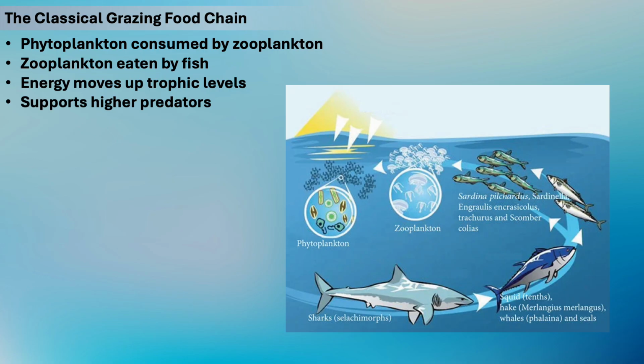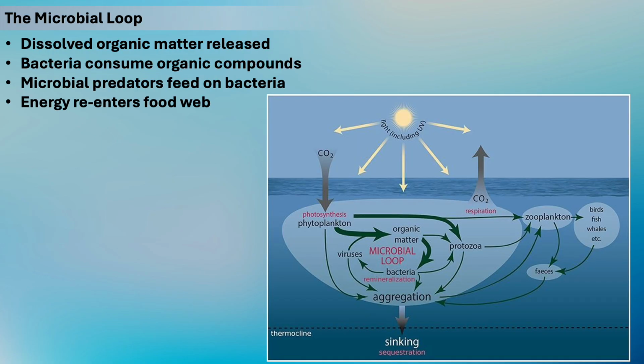However, not all primary production follows this pathway. In many ocean regions, energy moves through additional microbial pathways before reaching larger organisms. In addition to the classical grazing pathway, marine ecosystems also contain an important pathway known as the microbial loop. This pathway involves microorganisms that recycle organic matter within the plankton community and plays a critical role in retaining energy and nutrients in the surface ocean.